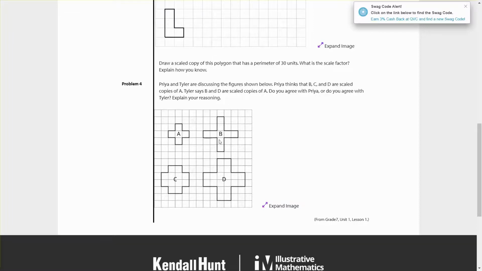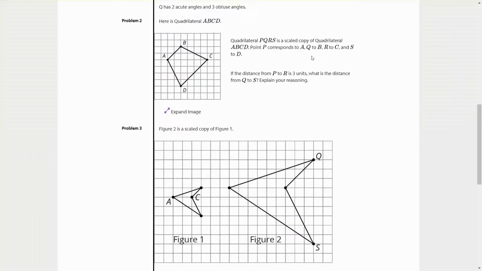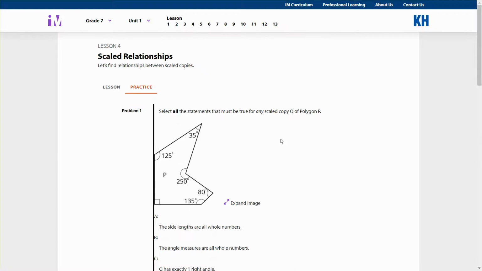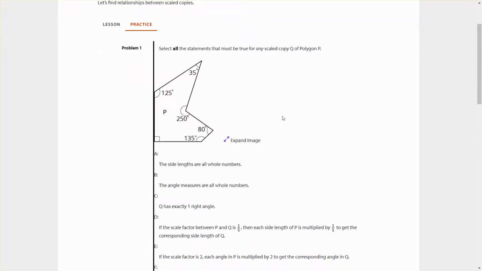Okay, so let's move on to the next problem set. On this problem set now, we are talking about the relationships between scale copies. So a couple of points that I want to remind you from previous videos that I've sent, and also lessons that we've talked about in class, is that between two scale copies, the angles between the two shapes are the same, but the side lengths are what can change, and they would change by the same scale factor.